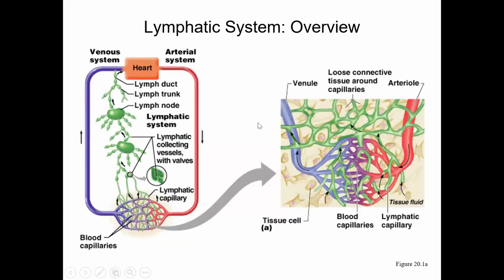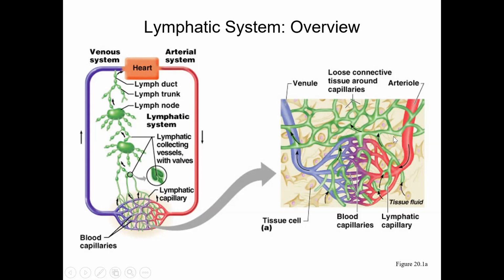In terms of lymphatic vessels, we have lymphatic capillaries, and then the larger ones are the collecting vessels, and then they go through the lymph nodes, and then the bigger ones will be the lymph trunks and lymph ducts, and then back to the subclavian vein.